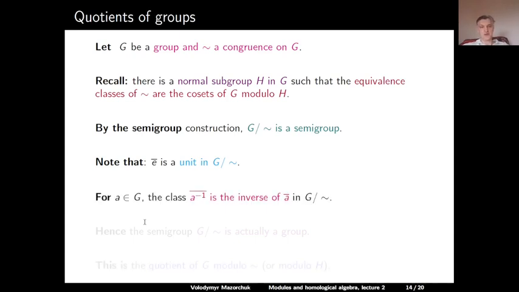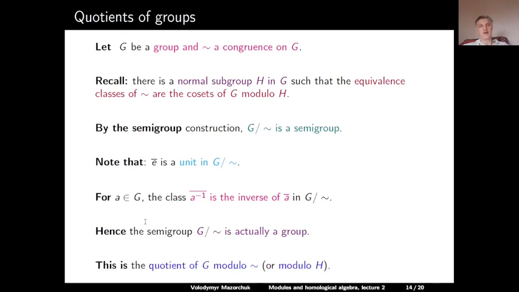But G is also a group. So if A is an element in G, we have A inverse, its inverse in G, but then the class of A inverse is the inverse of the class of A in the quotient. So the semigroup G modulo tilde is actually a group. So the quotient of any group by any congruence is actually a new group. So this is what is called the quotient of G modulo tilde, or more often the quotient of G modulo H, modulo normal subgroup H.